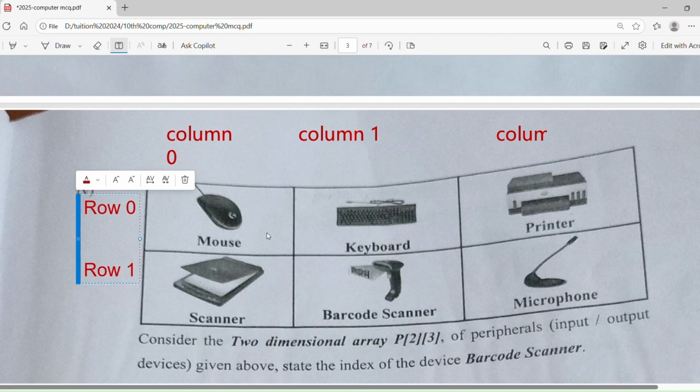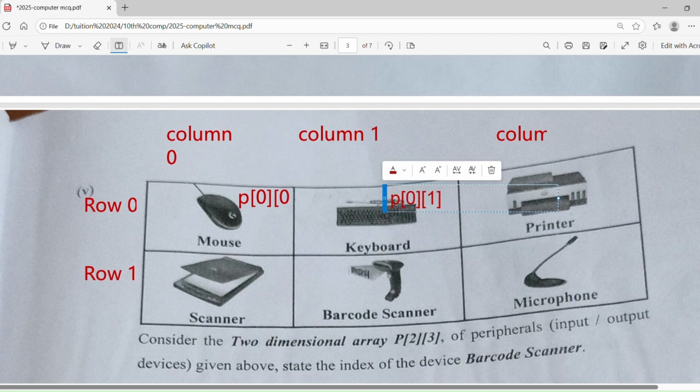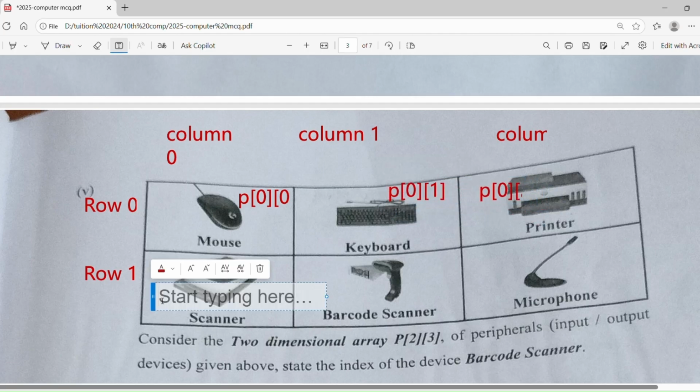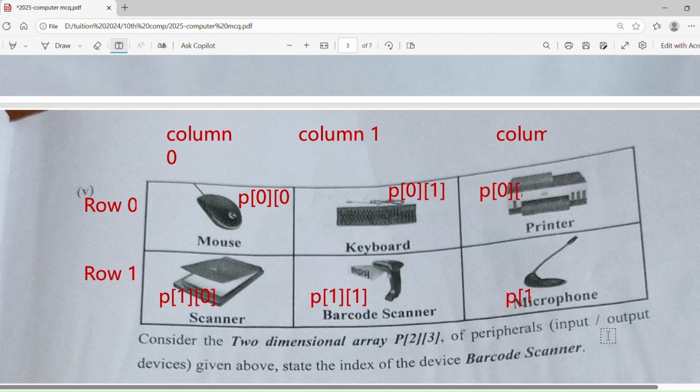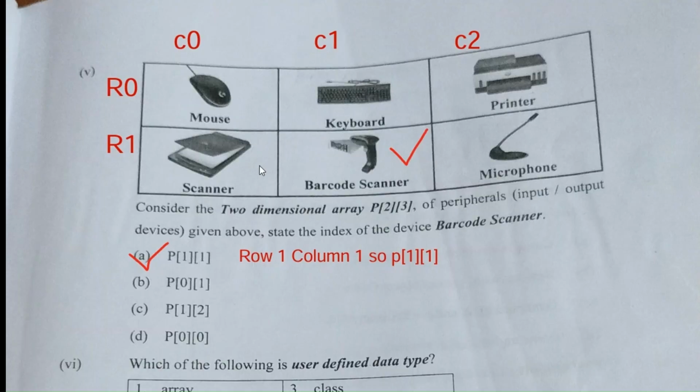The index of keyboard is P[0][1], 0 row 1 column. The index of printer is P[0][2], 0 row 2 column. The index of scanner is P[1][0], 1 row 0 column. Similarly, the index of barcode scanner is P[1][1], 1 row 1 column. So the answer is P[1][1]. Option 1. The barcode scanner is located at row 1, column 1. Since array indexing starts from 0, the correct answer is P[1][1].